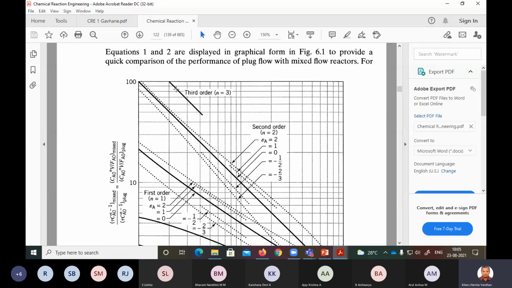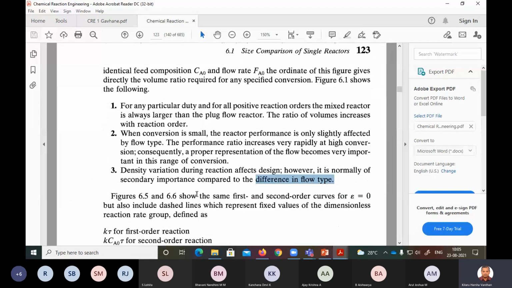Now you can see the third order also. It starts much higher, right? These 3 points are very important for any positive orders. Again, keep that point in mind: all positive orders. The order can be negative also. For a negative order, it will be the opposite, that is, your plug flow reactor may have more volume than a mixed reactor. That we'll see a bit later. But for all positive orders, in the sense it is greater than 0, even 0.2, 0.1, 0.5, all the orders.